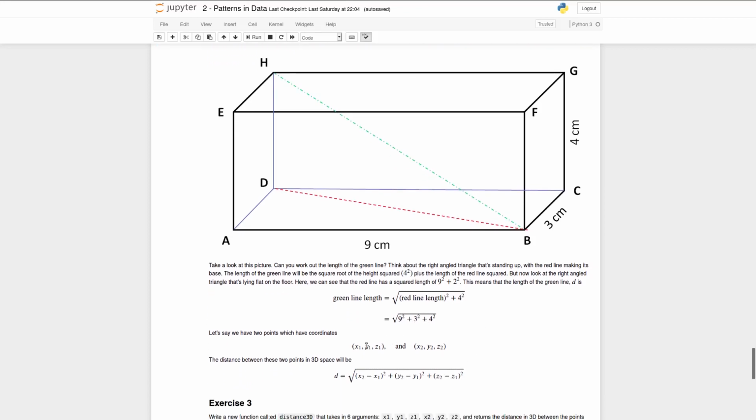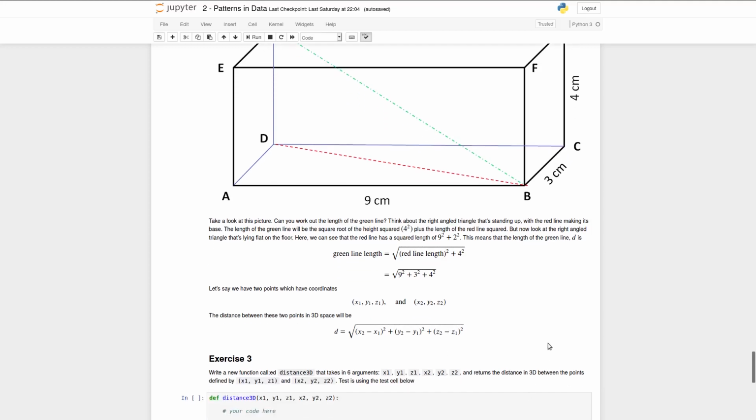And as before with the points, if you have 2 points, so you've got one at x1, y1, z1, and another one at x2, y2, z2, then we can calculate the distance between them by doing their x separation squared, plus their y separation squared, plus their z separation squared. So x2 minus x1 squared plus y2 minus y1 squared plus z2 minus z1 squared. The square root of all of that is going to be the distance. And again, as before, it doesn't matter if you do x1 minus x2 or x2 minus x1, it'll give you the same answer. You don't need to worry about that.